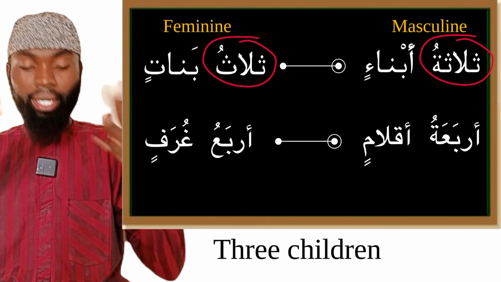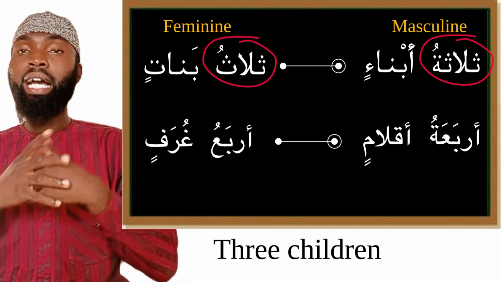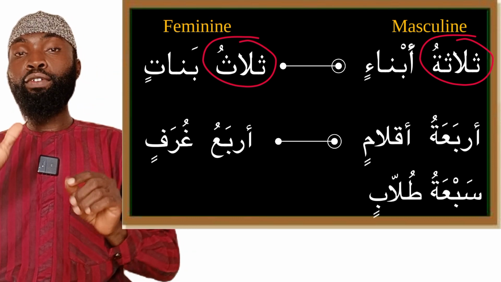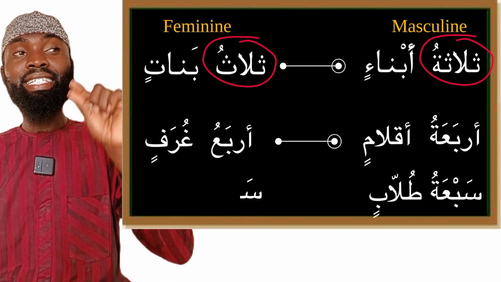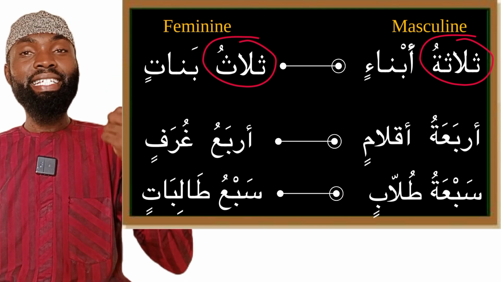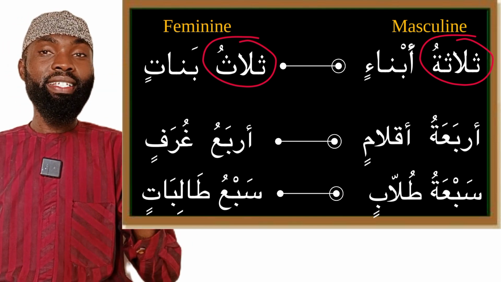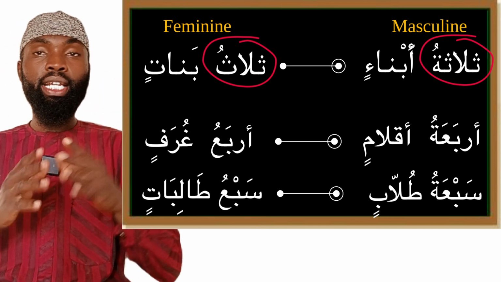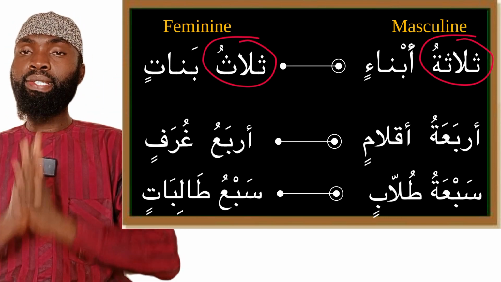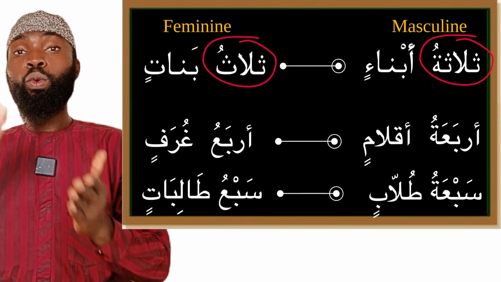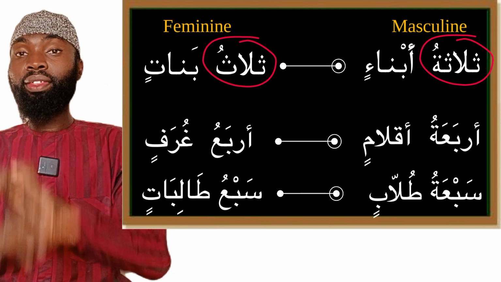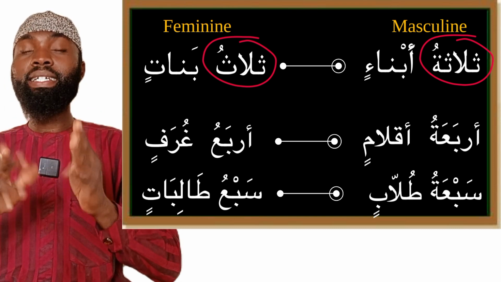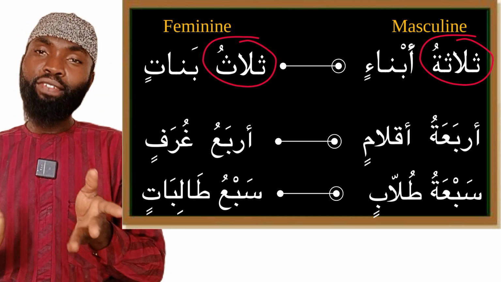Here you can bring a lot more examples. For example, you can say sab'atu tullabin, 7 students, and you will say sab'u talibatin, 7 female students. The sab'atu is used for male students and the sab'u is used for female students. The same goes for numbers from 3 to 10. Now, when we're talking about numbers 1 and 2, it is also very easy.